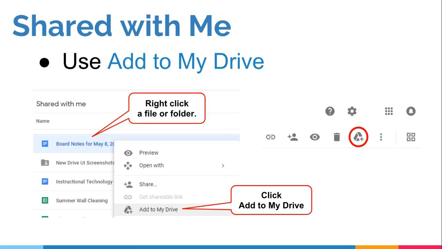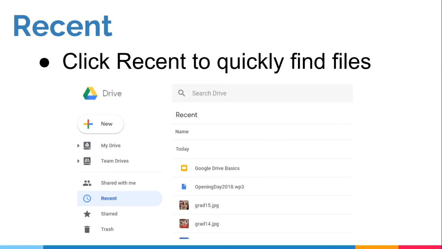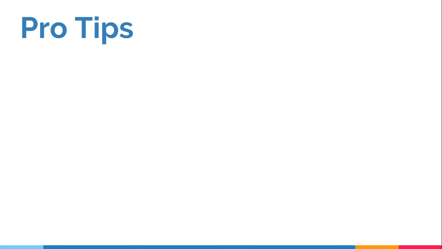You can also just do a left click and then at the top right of your screen, click the triangle with the plus sign and that will also add it to your Drive. When you do that, you can choose what folder you would like it to go in so that it's easier to find later. You can also use Recent over at the left to make things easier to find.